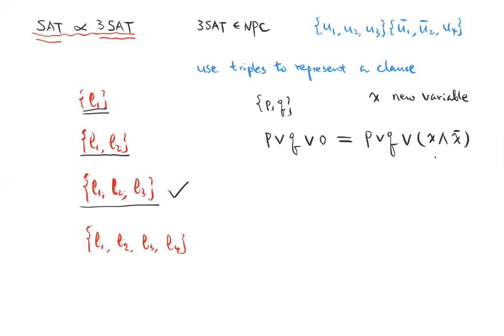You got it already, right? By this, we then use the distributive law. What we get is (P or Q or X) and (P or Q or X bar). So actually, this will be our solution. A pair of literals can be represented by two triples, and they're logically equivalent in this case. So we can just use a new variable and do it like this.